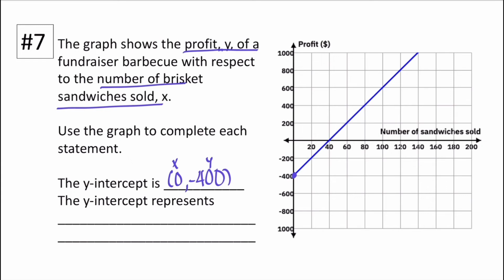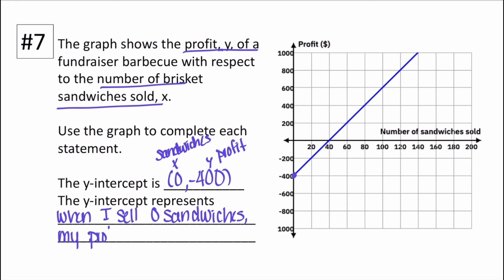So this x is telling me sandwiches, and then the y is the profit. So that means when I sell 0 sandwiches, right? So before I start selling any sandwiches, my profit is negative 400. Okay, so you may be wondering, what does it mean? Why would I start off with a profit of negative 400? Well, if I don't sell any sandwiches, I'm not making any money, right?